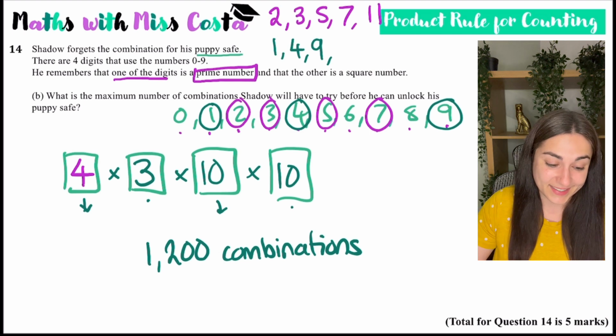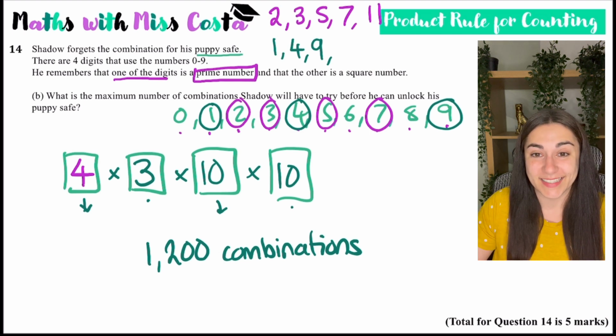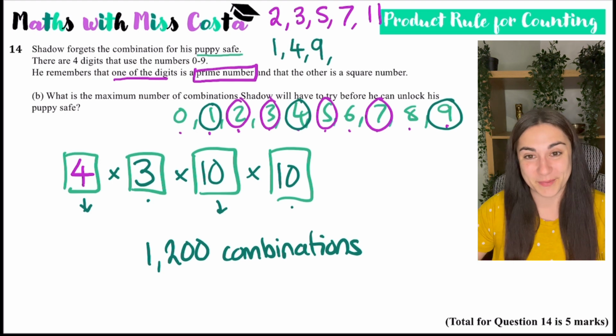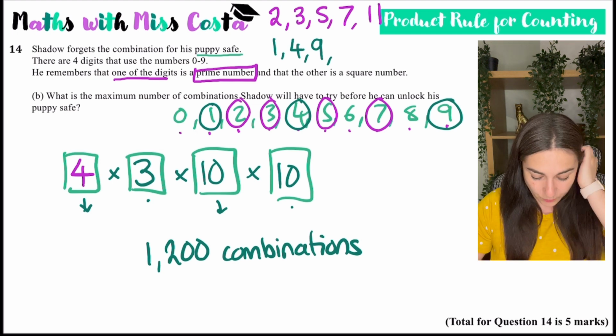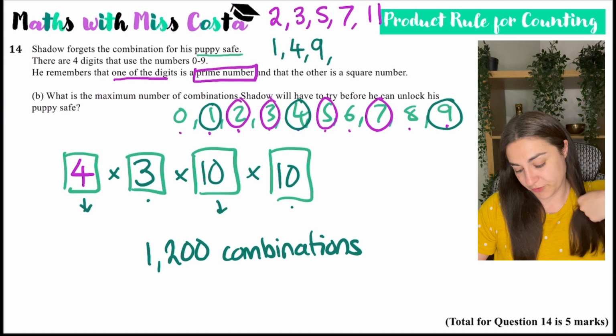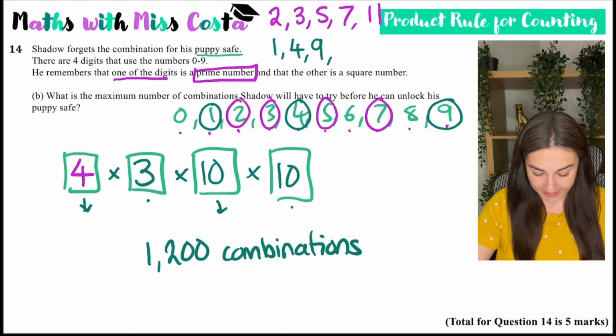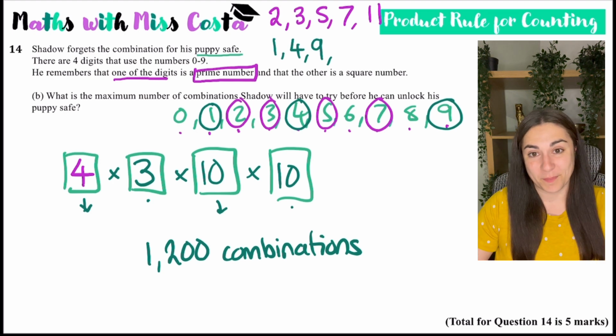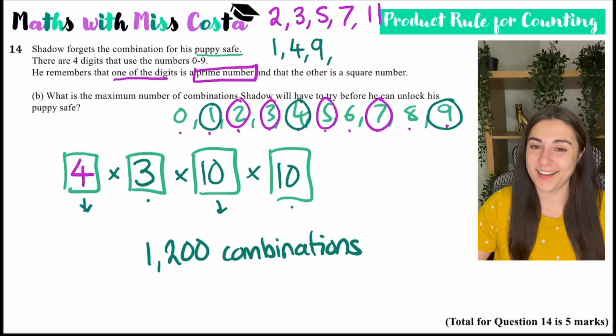And yes, it was 9999, which I obviously should have tried first. It was a big mistake that you learn from. So what's the maximum number of combinations Shadow will have to try before he can unlock his puppy safe? Well, the maximum number would be 1,200 if he is unlucky, like I was, and it's the last possible option.